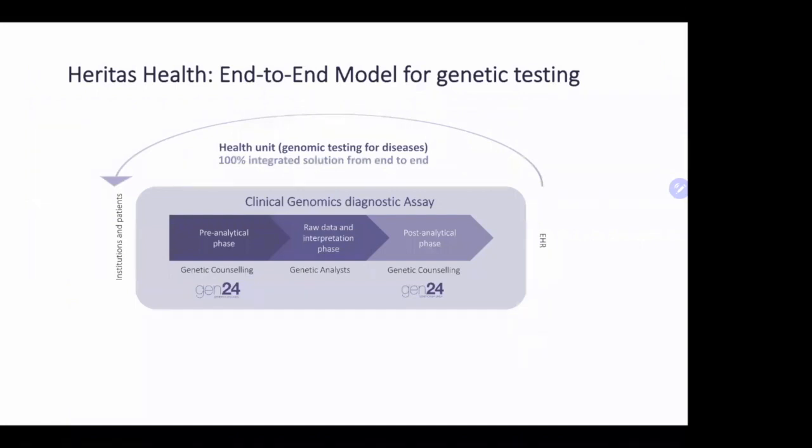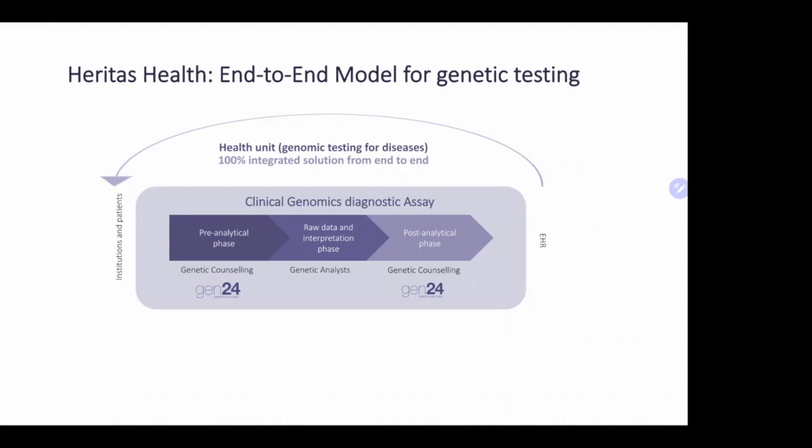So Héritas offers an end-to-end model for genetic testing. Within the health unit, we have 100% integrated solutions from end to end. In our core, we have the clinical genomic diagnostic assays. In the first step, we have the pre-analytical phase with genetic counseling. And here we have Dream24, that is our patient support tool. We offer genetic counseling, and it's carried out to inform, educate, and support individuals and families.